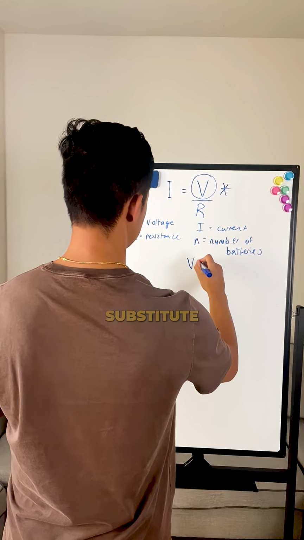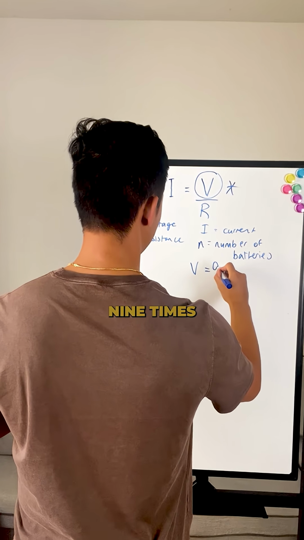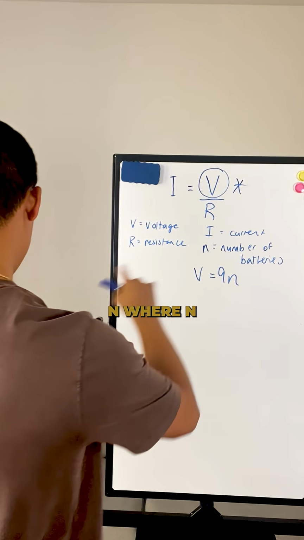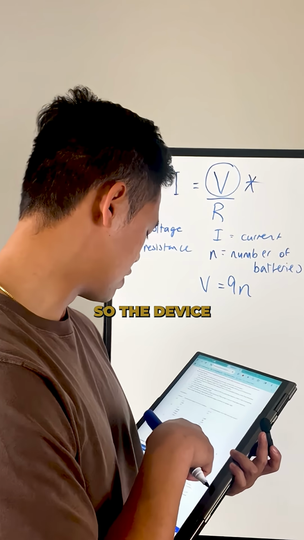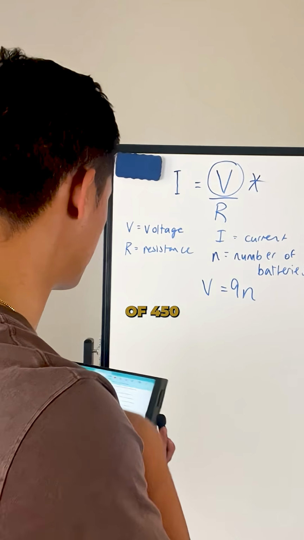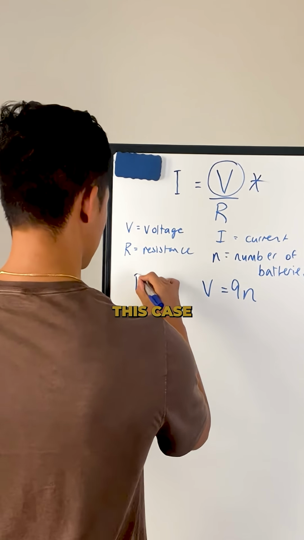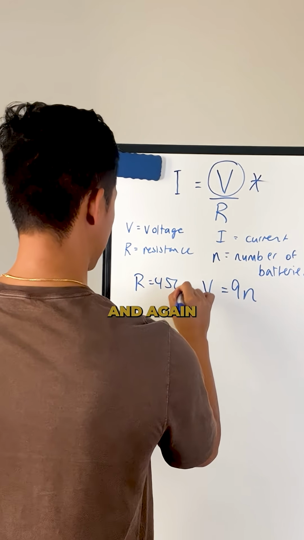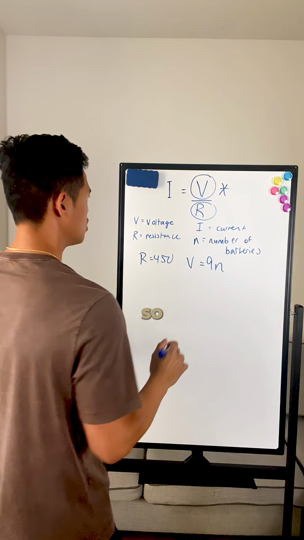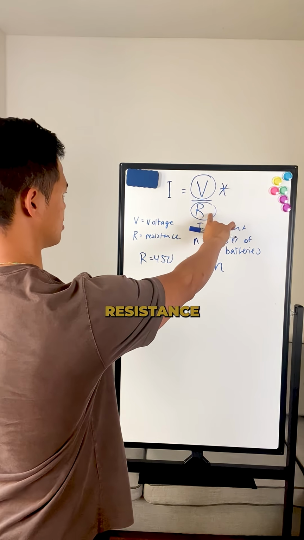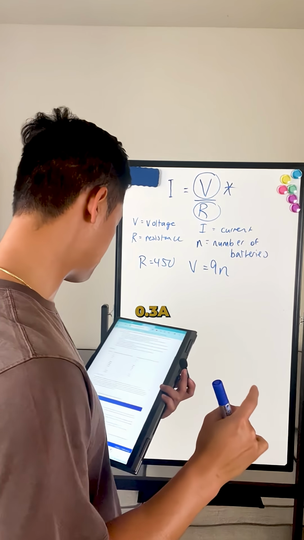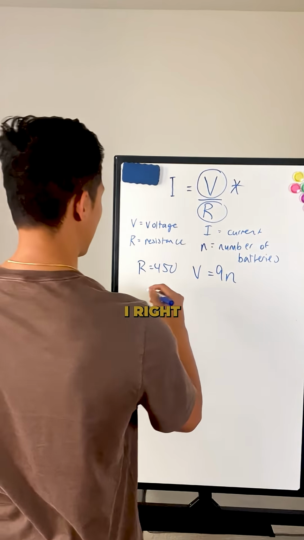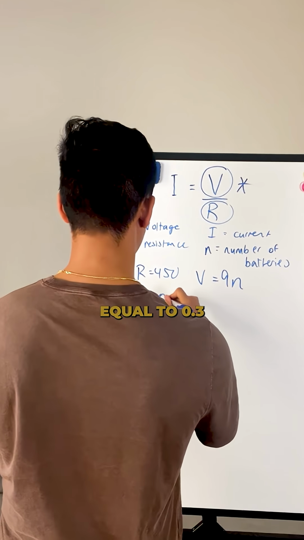So for V, we can substitute that in as 9 times N, where N from the problem says is the number of batteries used. So the device has a resistance of 450. So the R in this case is 450. And again, we already know what this is now. So we know what voltage stands for. We know what resistance stands for. That means the last thing that it gives us, which is 0.3 amperes, that is the I right there. So I is equal to 0.3.